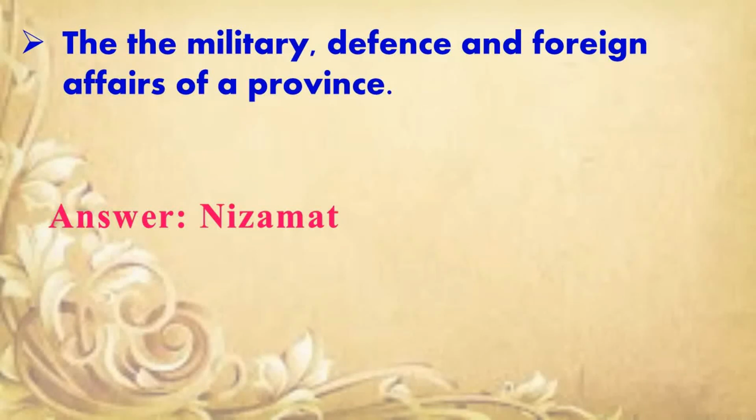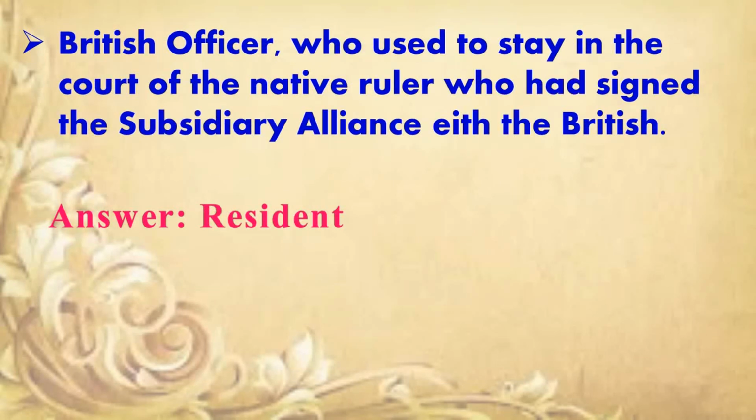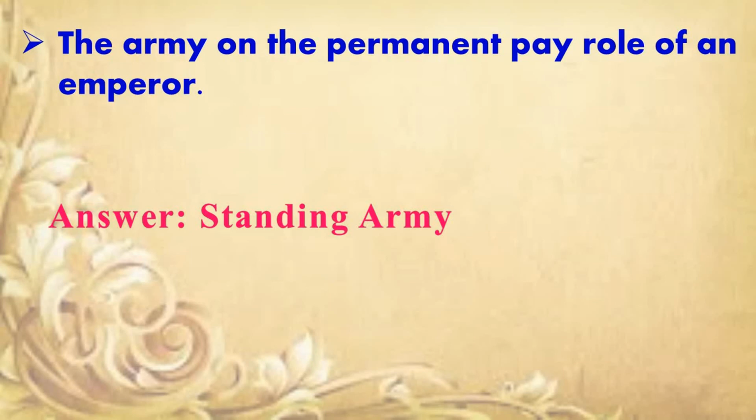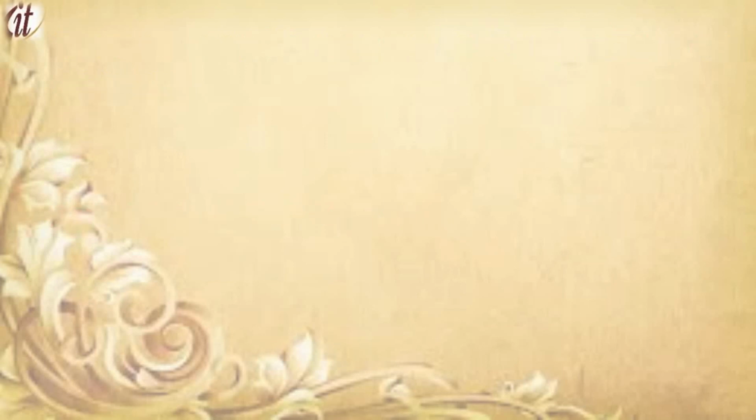Next question. The military, defense and foreign affairs of a province. Answer is Nizamat. Next question. British officers who used to stay in the court of the native ruler, who had signed the subsidiary alliances with the British. Answer is resident. Next question. The army on the permanent payroll of an emperor. Answer is standing army. That's all for this video.